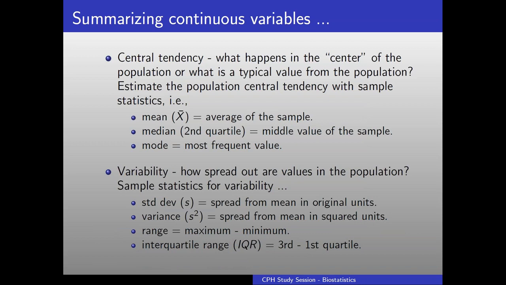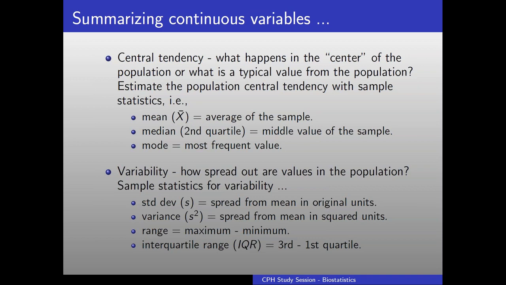If you wanted to summarize continuous variables, okay, remember these are numeric variables, so they can take on any value. This is where we can talk about central tendency and variability. So with central tendency, we're asking the question, what happens in the center of the population? Okay? Or another way to put that is, what is a typical value for the population? Okay? What does the average person or the average observation for this population do or look like? Okay? We have many measures for central tendency. I'm going to talk about the three main ones that you probably came across, the mean, median, and mode.